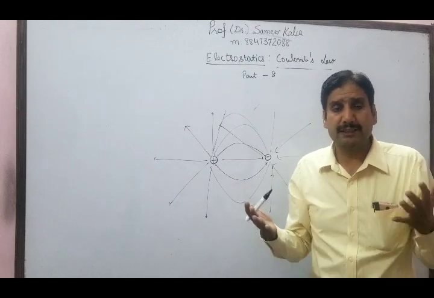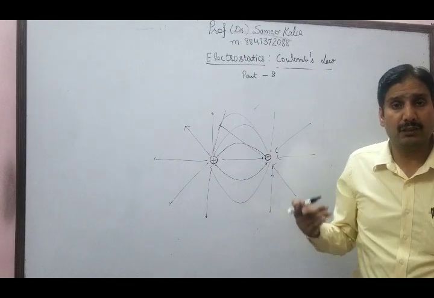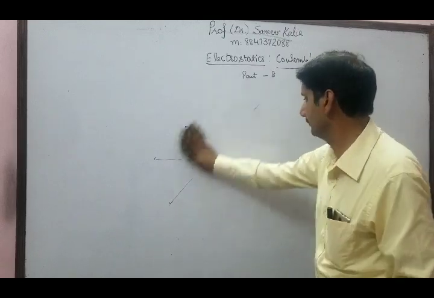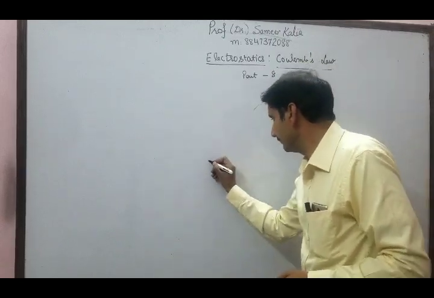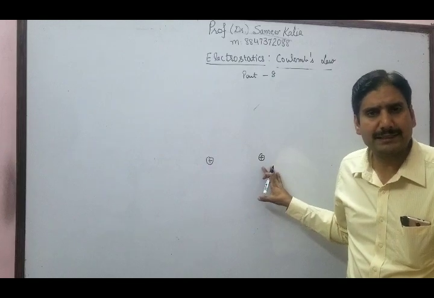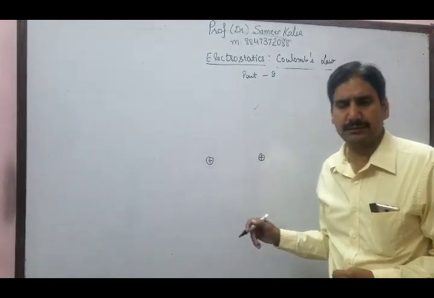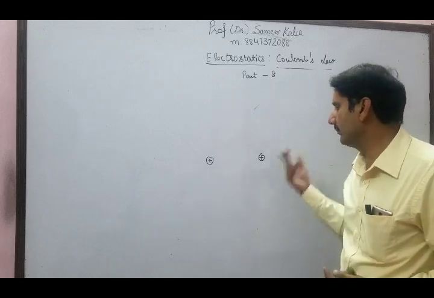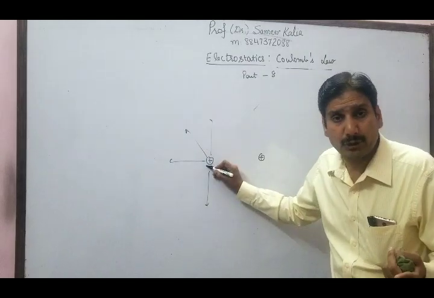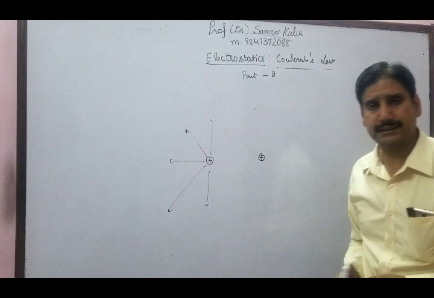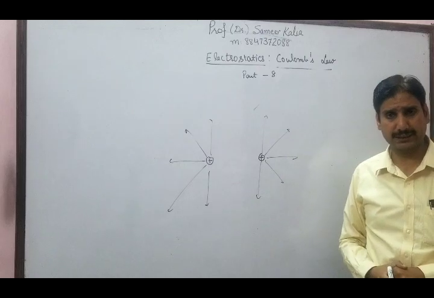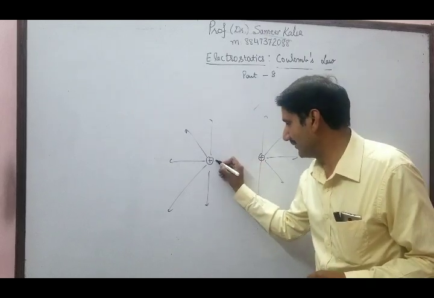Now what will be the situation if I keep two similar charges close to each other? What would be the pattern of electric field lines? The situation would not be quite different if I keep both of them as negative, so I'm just taking one case that both of them are positive. Now what will happen? No problem about these lines. You can imagine if I keep a positive charge over here, in which direction will it go? Obviously in this direction it will go. Similarly, the situation is identical for the other charge as well.